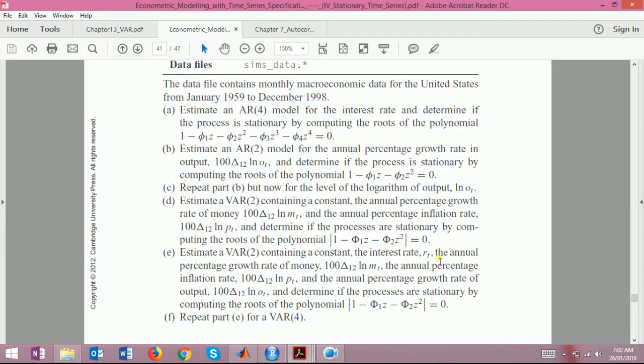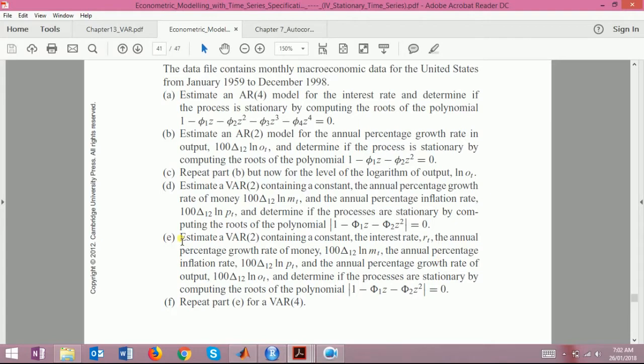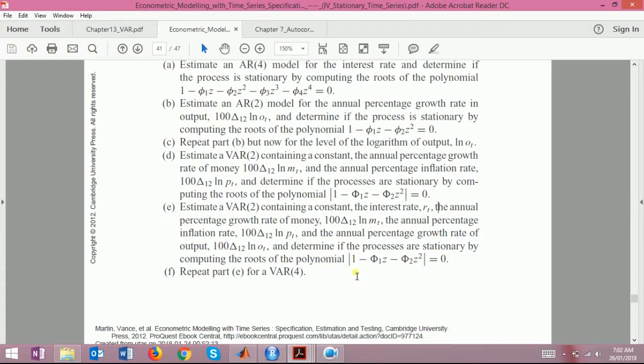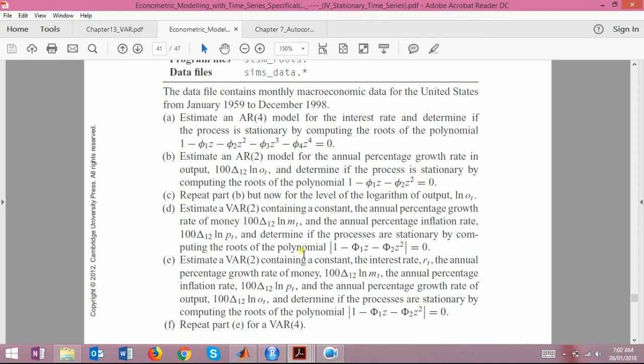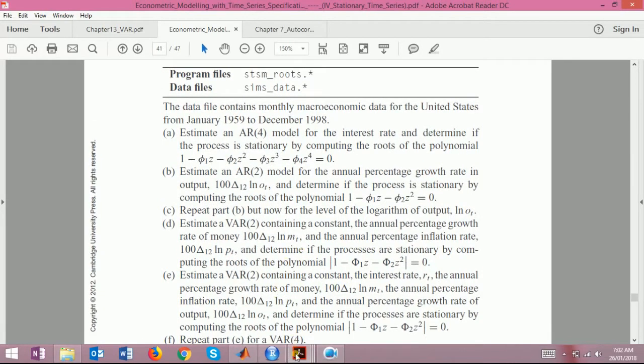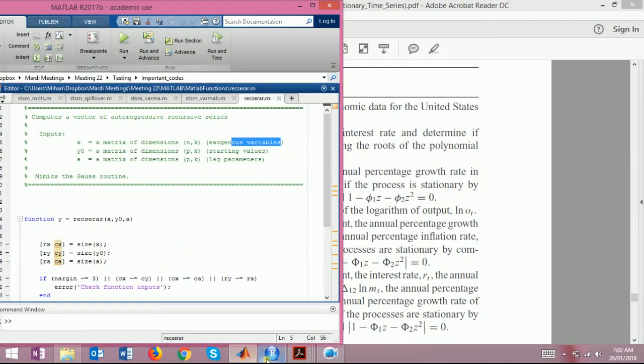1 minus phi 1 z, phi 2 z is 0. So the constant, interest rate, annual growth, percentage growth, all the variables basically. And then do it for a VAR4. This is an unnecessarily big task. We'll do it. It's going to be quite easy.